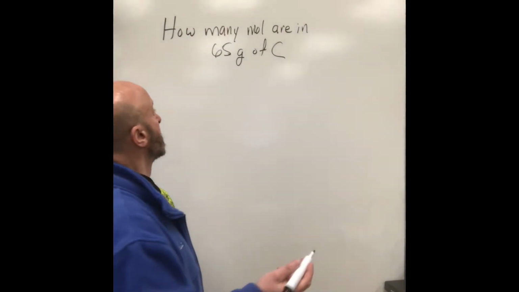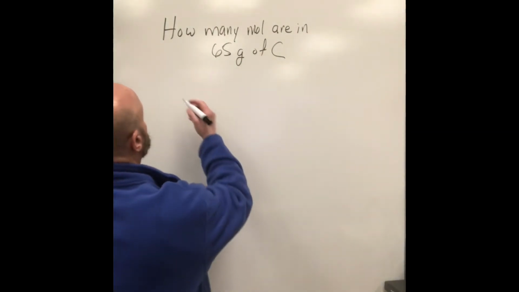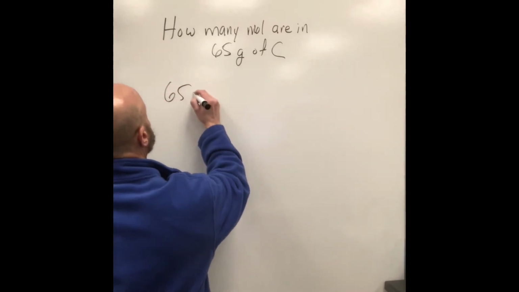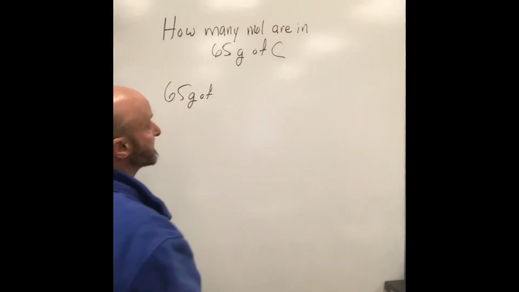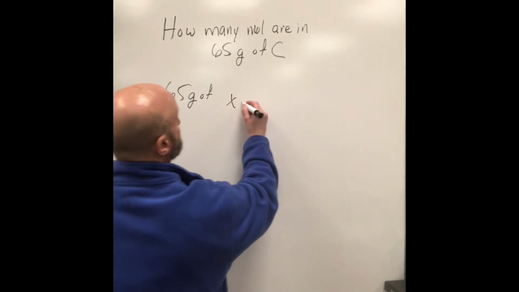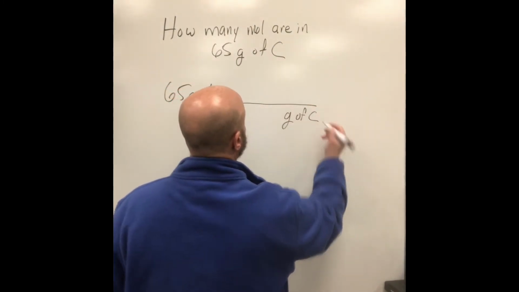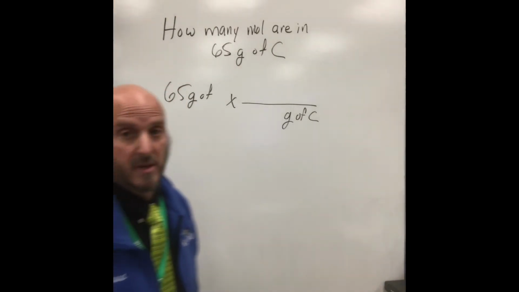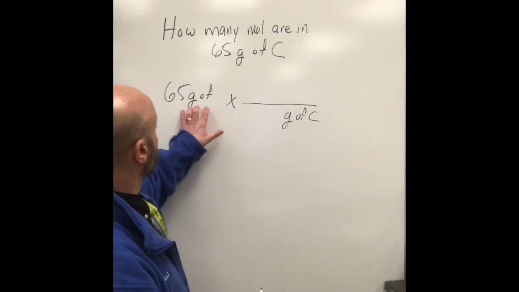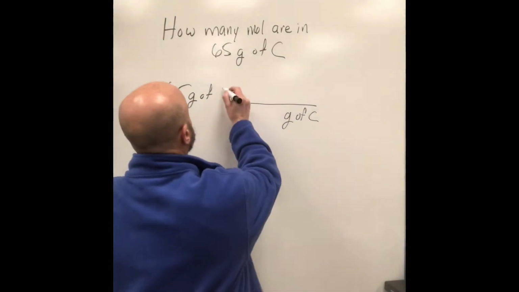All right, so we always start off these problems by writing 65 grams of carbon. That's what we're starting with. Then in one motion, make your multiplication sign, your fraction line, and put grams of carbon down here. As we did before when we were dealing with the metric system, whatever unit is here goes here. I forgot the C, sorry.